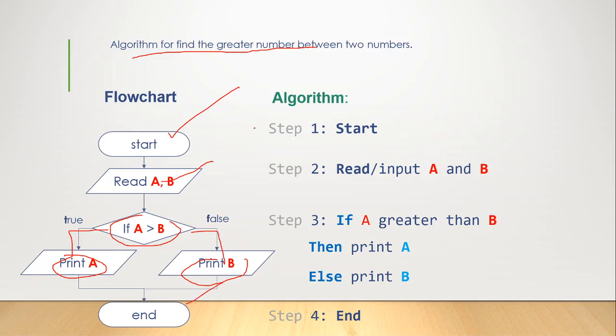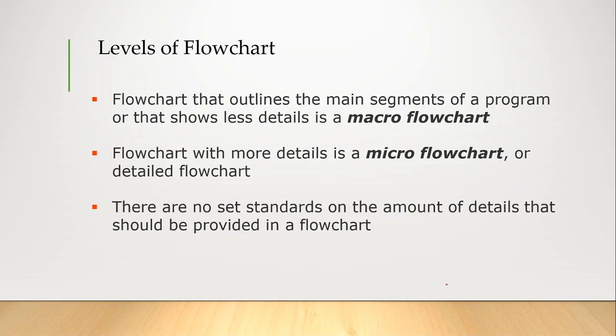This one is the algorithm for the flowchart. Start, read two numbers A and B. If A is greater than B, then print A, otherwise it will print B, and there is the end of the algorithm.